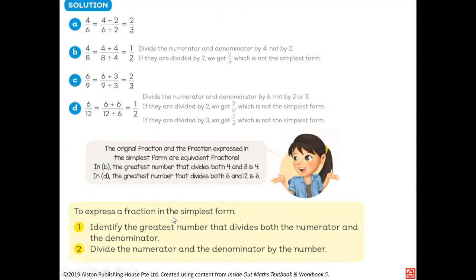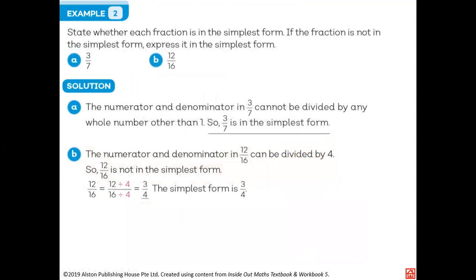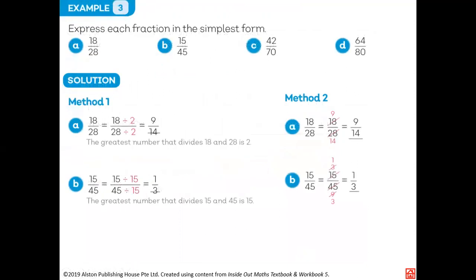To express a fraction in the simplest form, we need to identify the greatest number that divides the numerator and the denominator. Divide the numerator and the denominator by that number. Let's look at more examples. Express each fraction in the simplest form.